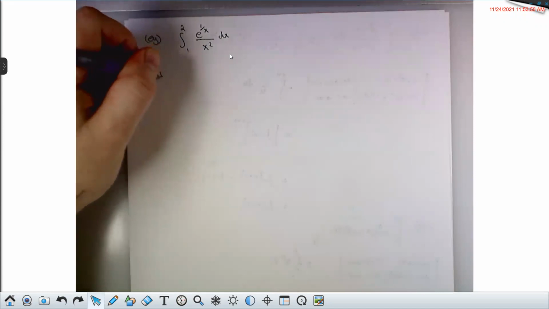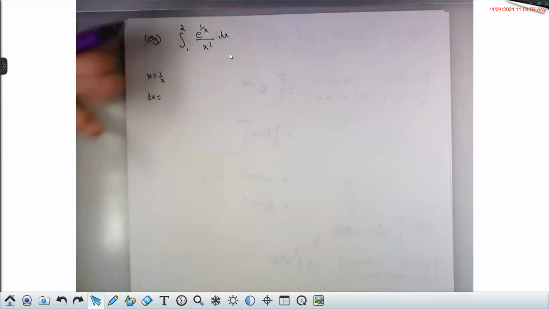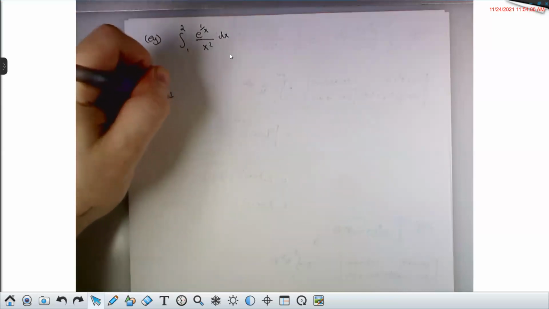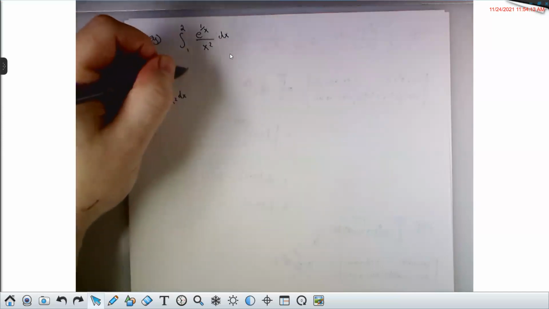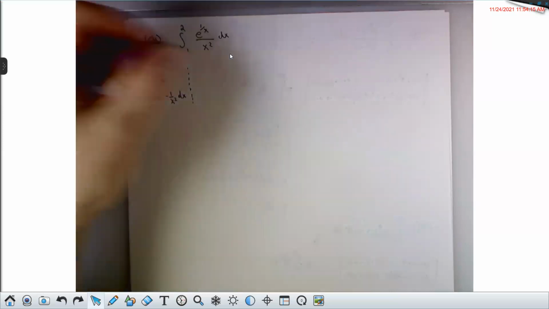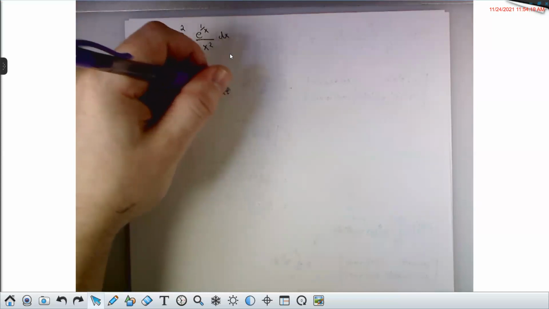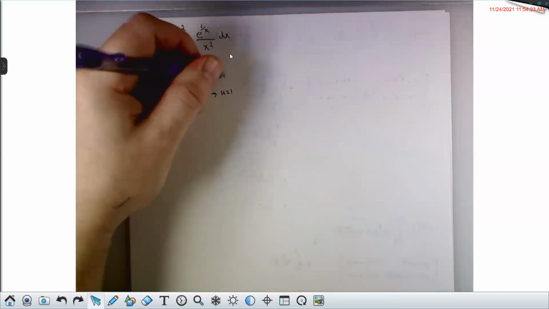And kind of the thinking there is if u is 1 over x, then du, the derivative of 1 over x, is negative 1 over x squared. So du would be negative 1 over x squared dx. And while I'm here, let me go ahead and change my bounds. When x is 1, u would be 1 over 1, which is still 1. When x is 2, u would be 1 over 2, or 1/2.